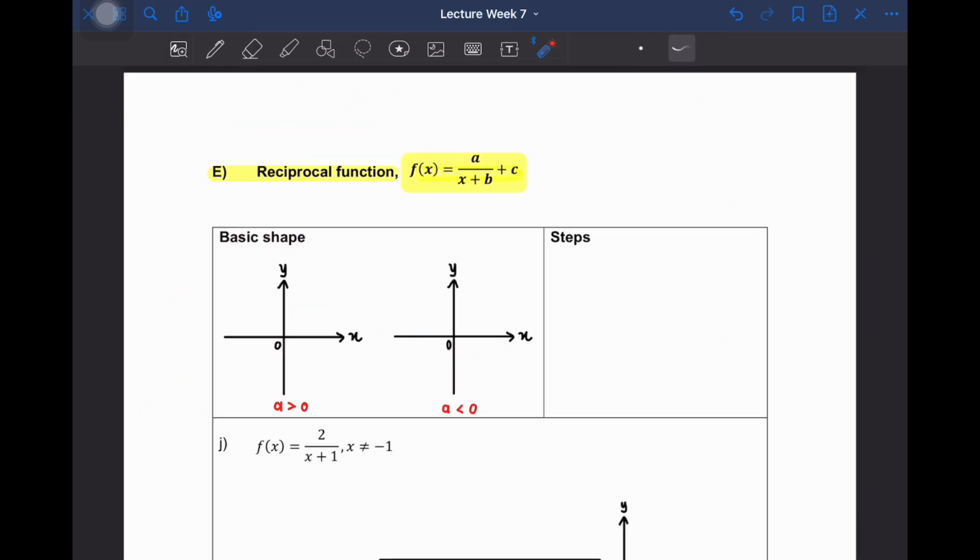Okay, next graph is a reciprocal function. So reciprocal, in other words, it is a graph in the form of a fraction, dalam bentuk pecahan. You can see here, given to you the general form of the function is a over x plus b, plus c here. Okay, so there will be two basic shapes of this graph, depending on the a that you have over here.